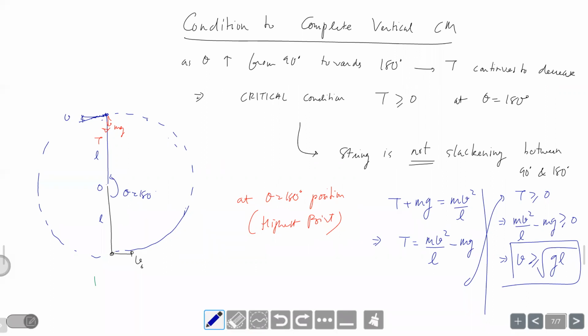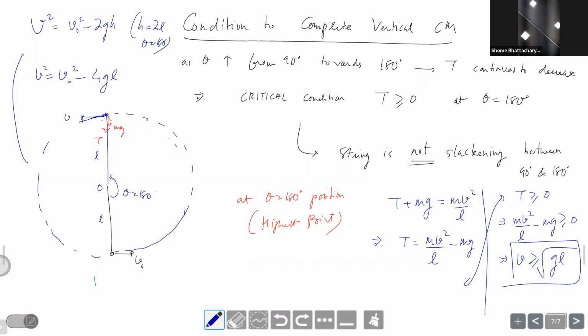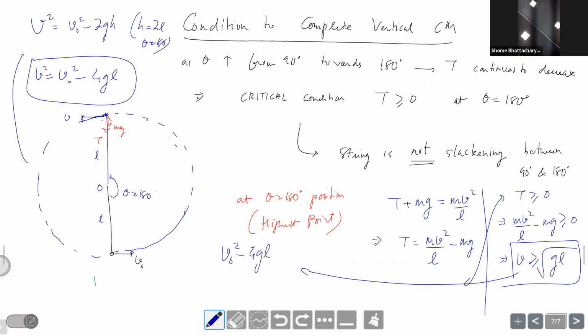Okay, so now see from here we have the relation that V square is equal to V naught square minus 2GH. Now H is equal to 2L or theta equal to 180. So we have V square is equal to V naught square minus 4GL. So now this condition will tell you that if V is greater than equal to root GL, that means V naught square minus 4GL is greater than equal to GL. So V naught is greater than equal to root 5GL. This will be the other limit.